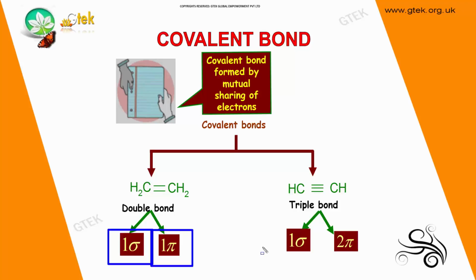Now we'll talk about carbon dioxide, demonstrating a double bond. Carbon dioxide has a total of 1 carbon and 2 oxygen. Each oxygen atom has 6 valence electrons and the carbon atom has 4 valence electrons. So to satisfy the octet rule, carbon needs 4 more electrons in the p shell.